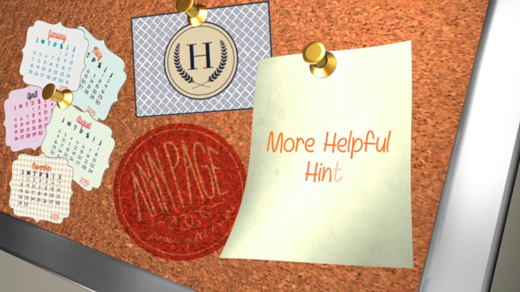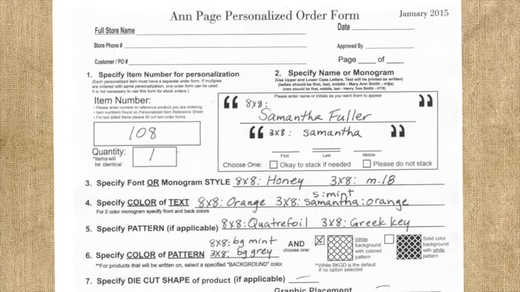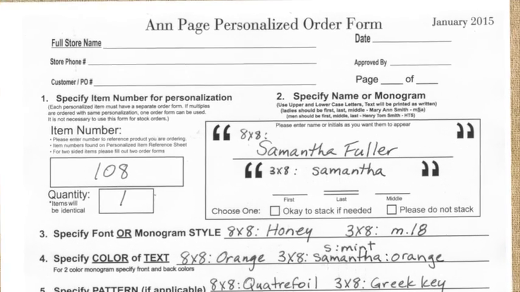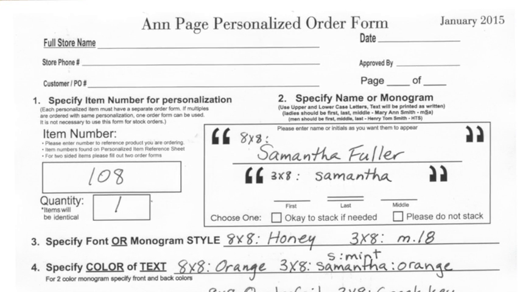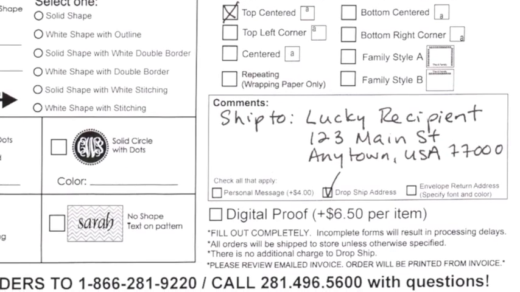More helpful hints. If you are ordering multiple items with the exact same pattern, color, and design, but only changing the personalization name or monogram on each item, you may complete one order form with the design details and attach a second page with the list of names or monograms to print. Please remember to fill out the order form completely. Incomplete forms will result in order processing delays. All orders will be shipped to the store address unless otherwise specified with a drop ship address in the comments box.